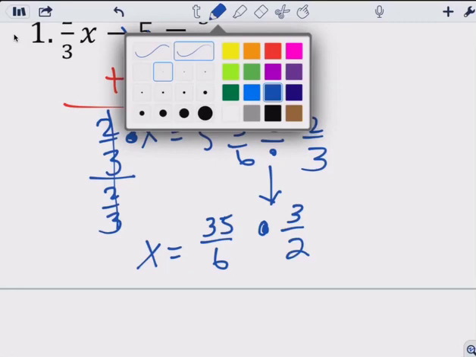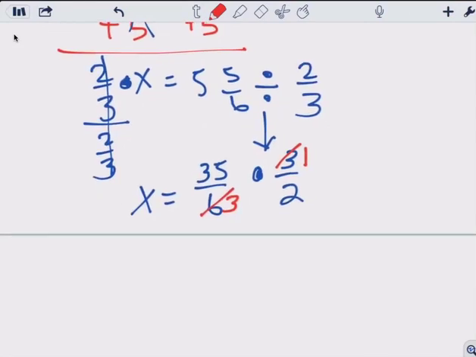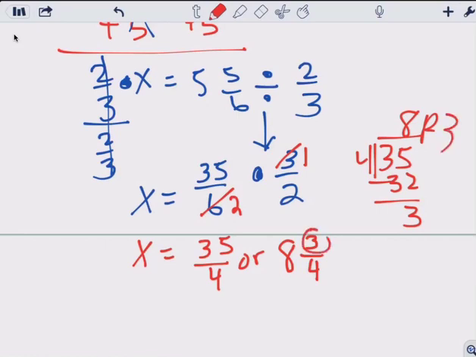Okay, cross cancel. Is there any way? Yes, 3 and 6. That's 1 and 2. So your answer is x equals 35 over 4 or 8 and 3 over 4. Because 35 divided by 4 is 8 times, remainder 3. So 8 remainder 3. It's your remainder here. Okay?